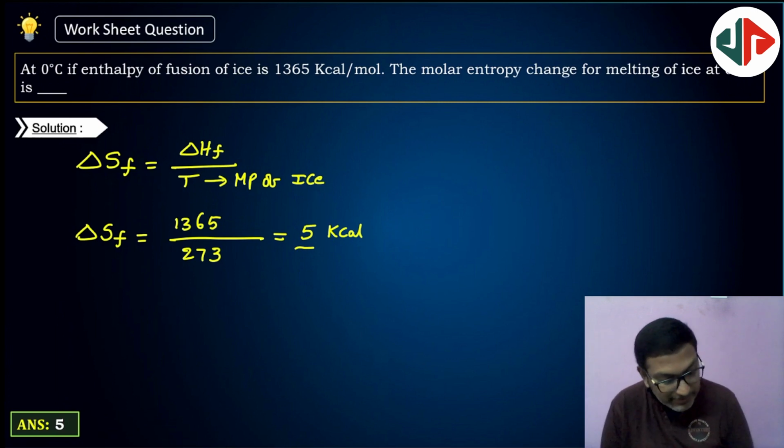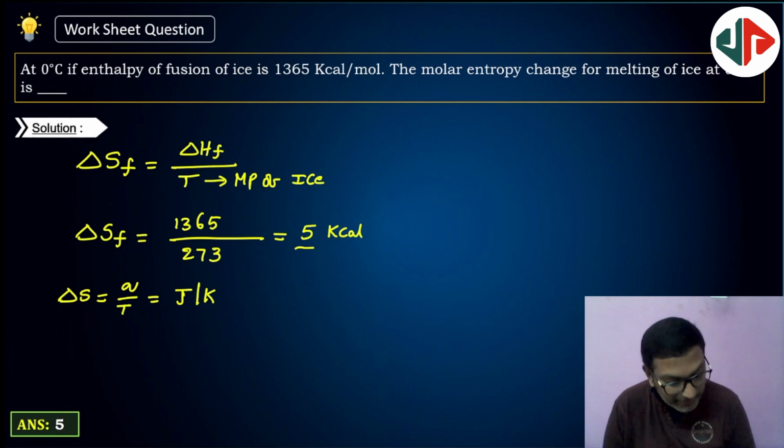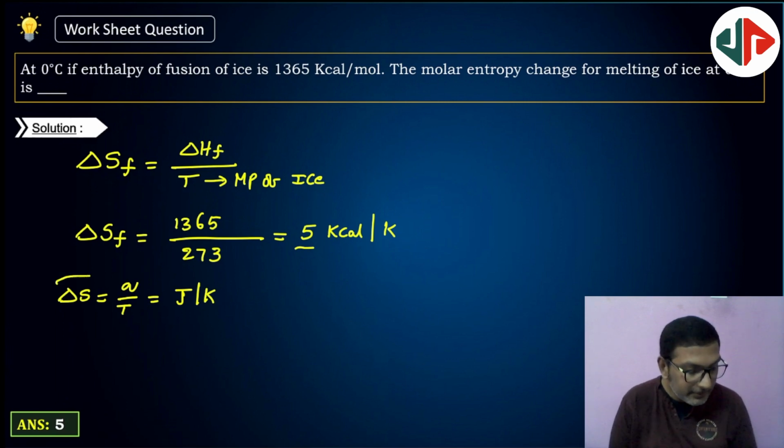So here for units, we know delta S equal to Q by T. So Q is in joules, or calories, or kilocalories, per Kelvin. Here kilocalories per Kelvin. Units.